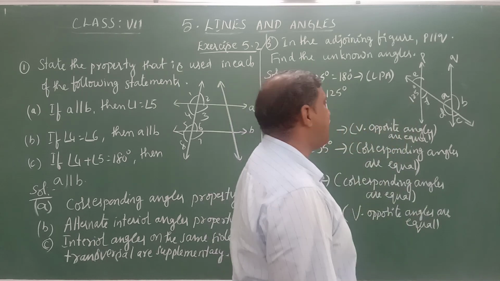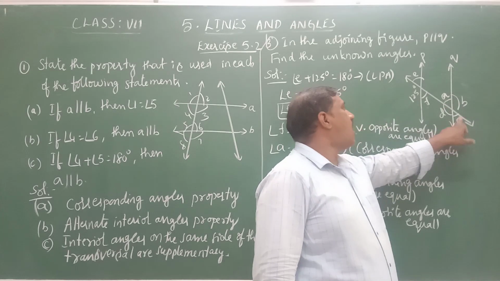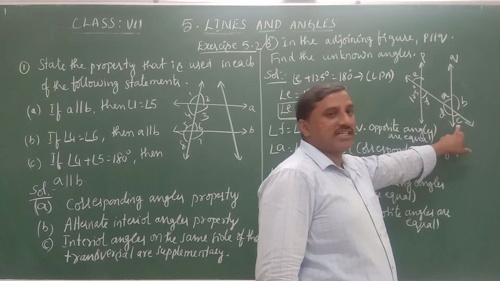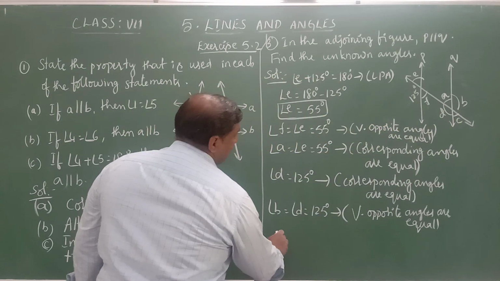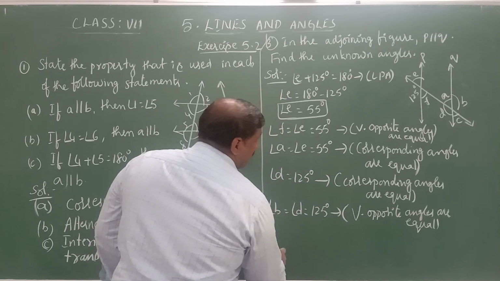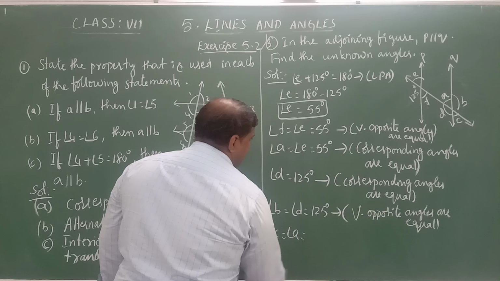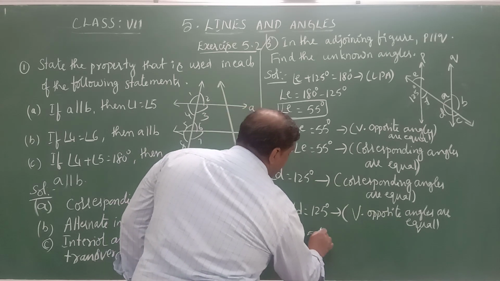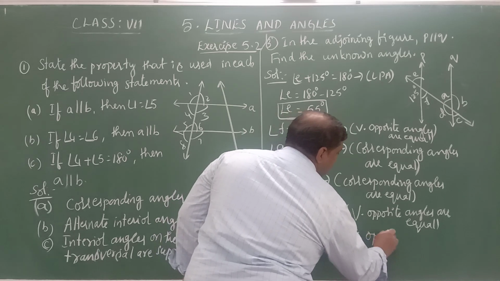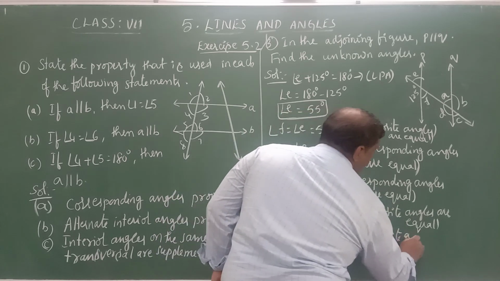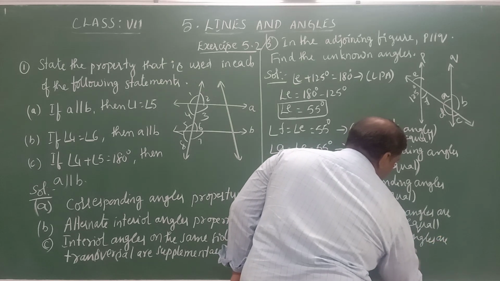Now see, we have to find C. What about C? Angle A and angle C are vertically opposite angles. Or angle F and angle C are corresponding angles. So we can use any one property. Now angle A is equal to angle C. That is, angle C is equal to angle A, which is again 55 degrees. That is, vertically opposite angles are equal.